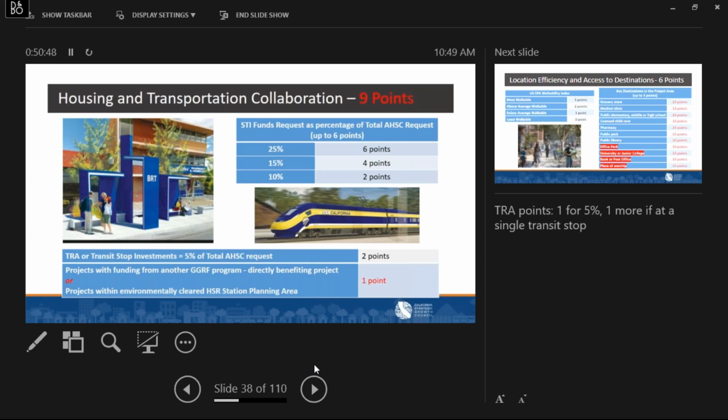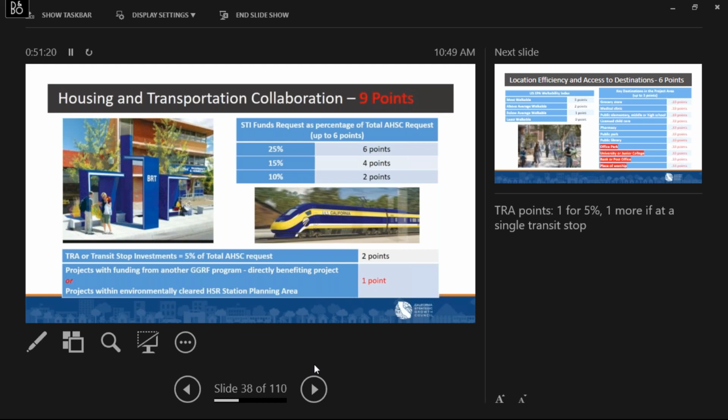If your project is requesting TRA funds, similar to the STI percentage, the total of your TRA funds of your AHSC funding request, if it's 5% or more, that's eligible for 1 point. If that 5% is located at a single transit stop or station, then that would increase to 2 points. So if you think of a major transit station or transit hub improvement, that would essentially be how to get those, or that extra point.